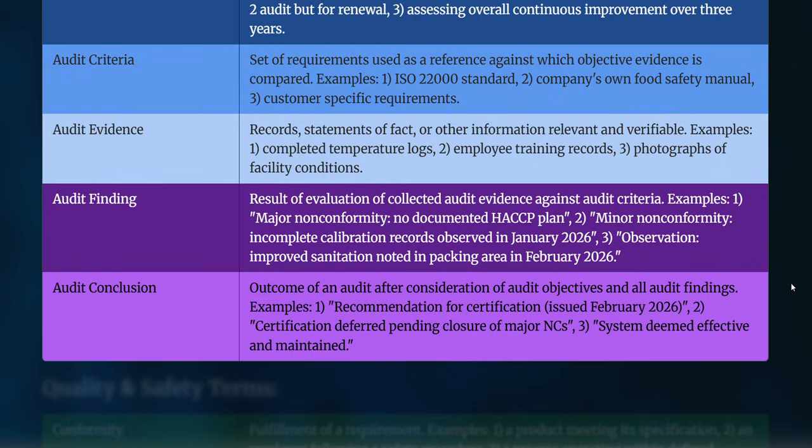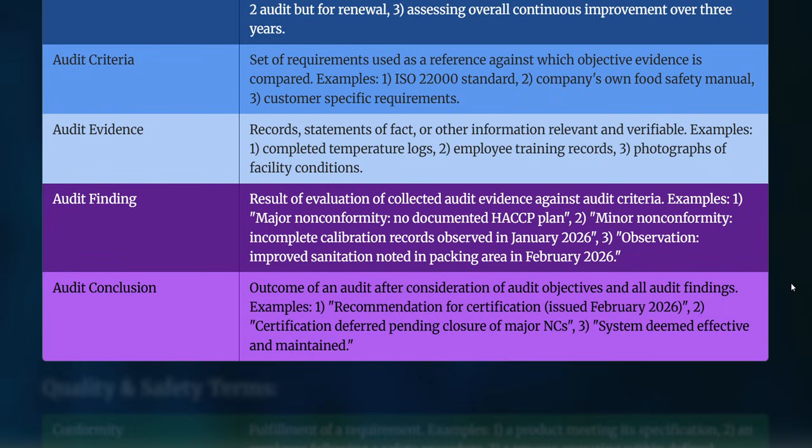And also, you will hear about audit evidence. Audit evidence include records, a statement of facts, or other information relevant and verifiable. Those are all used as audit evidence. Example, you have a completed temperature log is an evidence, audit evidence, and employee training records can be used also for audit evidence, or photographs of facility conditions also can be used as audit evidence.